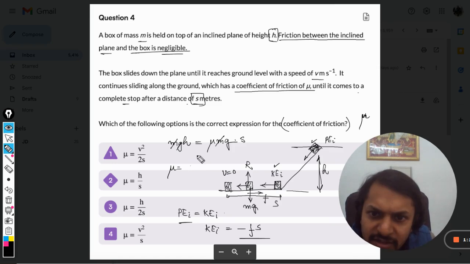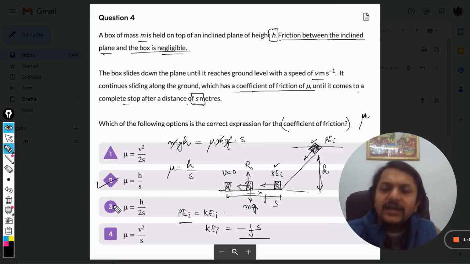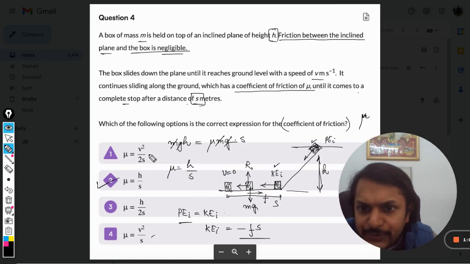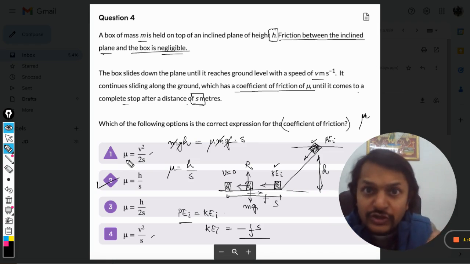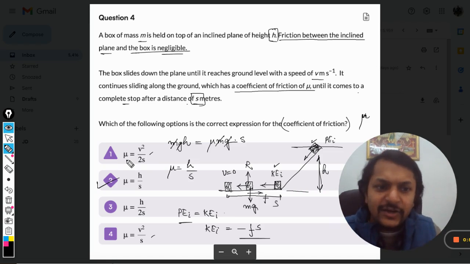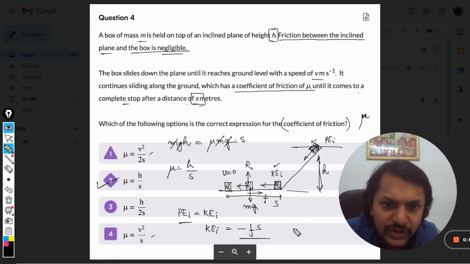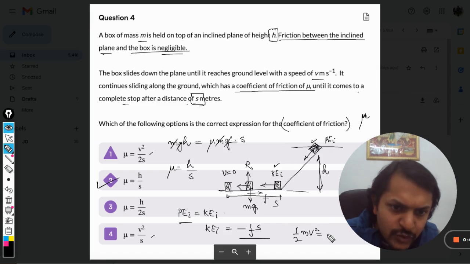So mu should be equal to, okay, let us cancel g and g. So mu is equal to h by s. Yes, the second option will be correct. But because some of our options are given in terms of v also, we have to consider the second thing also, like the kinetic energy equated with the work here. So it will be half mv square, equal to mu m into g into s.